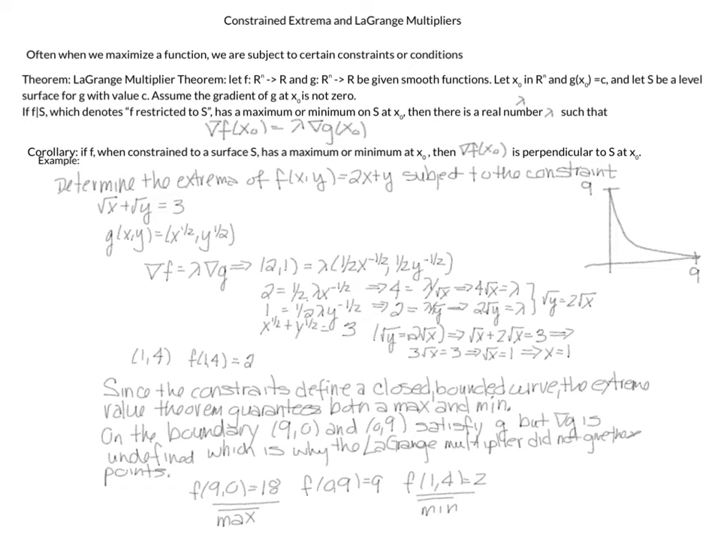So we do need to check 9, 0 and 0, 9, and we find that f of 9, 0 is 18, so that's going to be our maximum. And f of 0, 9 is 9, so that's neither maximum or minimum because our f of 1, 4 is our minimum.